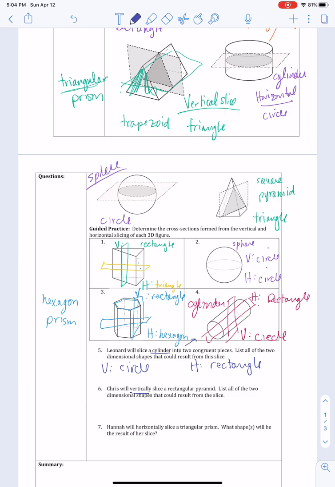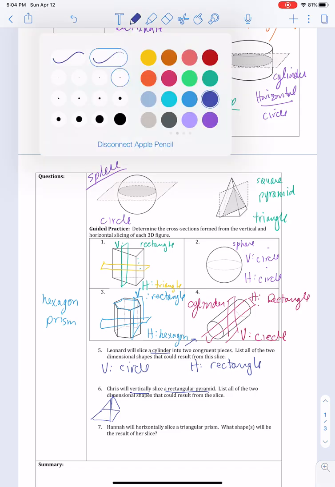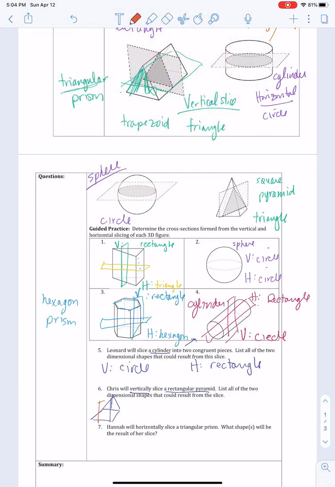If we vertically slice a rectangular pyramid, so that looks like this, I have a rectangular pyramid, and if I slice it vertically, that would be something like this, and that will end up in a triangle, or depending on where I slice it, a trapezoid. Remember that trapezoids have 2 parallel sides and 2 not parallel sides.